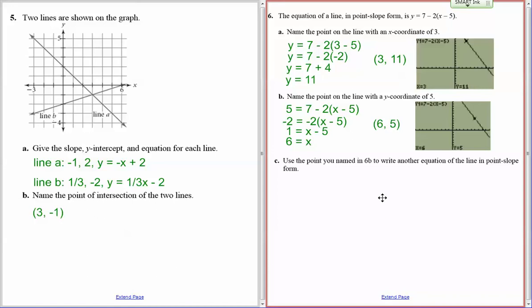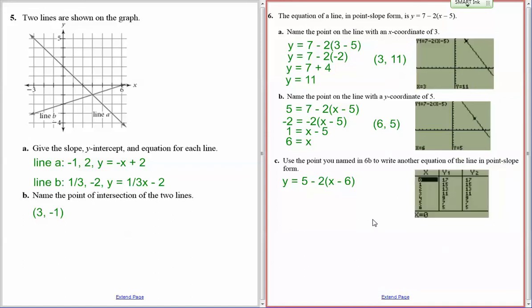And then lastly, you're supposed to use the point you named in 6b to write another equation of the line in point-slope form. So we already know the slope is -2, and we're just going to use x = 6 and y = 5. So here it is. y equals 5 minus 2 times x minus 6. The 6 goes right there, and the 5 goes right there. By the way, since I already had the equation y equals 7 minus 2 times x minus 5, I also plugged in this equation, and then I looked at the table to make sure that the outputs were the same for both equations.